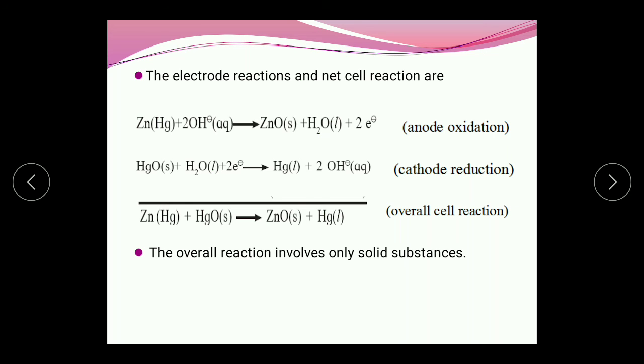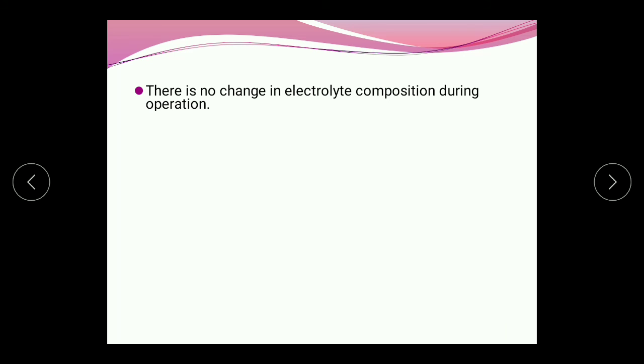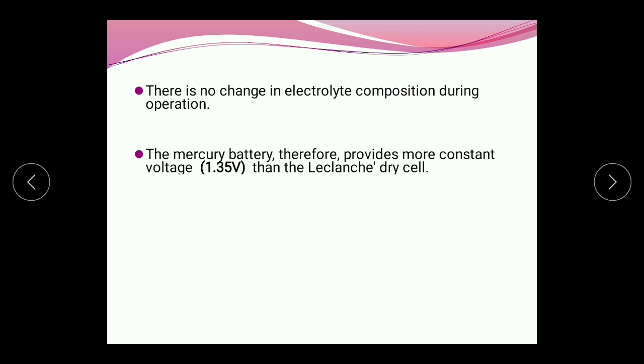Now, the cell reactions or overall reaction involve only solid substances, and there is no change in electrolyte composition during operation. During operation, the electrolyte, that is ZnO and HgO along with KOH, is used and again restored, so there is no change in the electrolyte composition. The mercury battery therefore provides a more constant voltage because there is not much change in the electrolyte composition. It will be restored again and again. And that is the important thing.